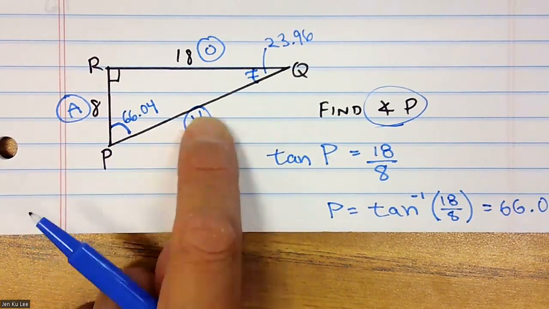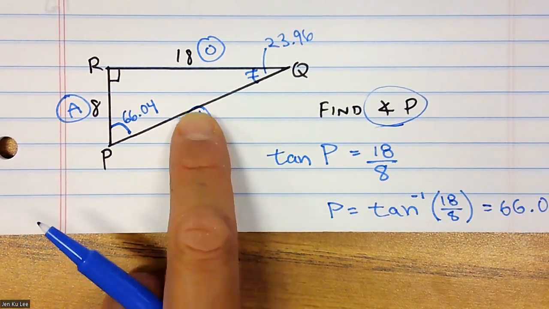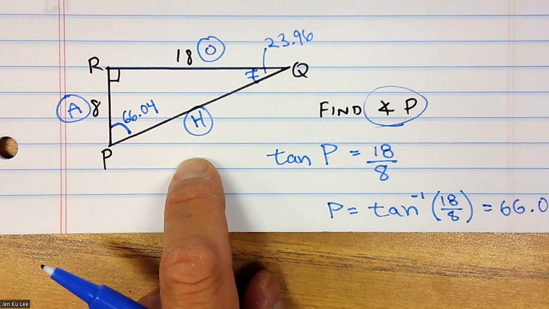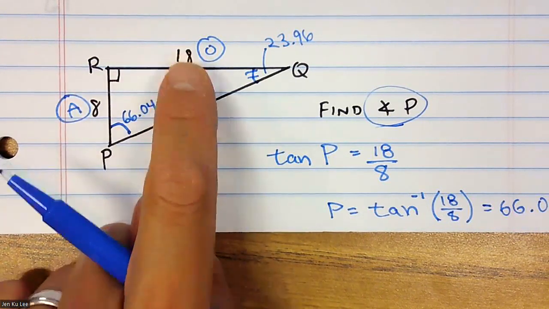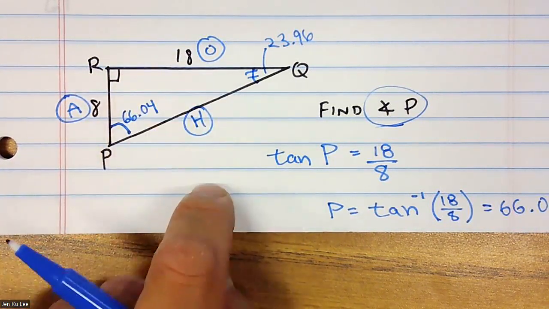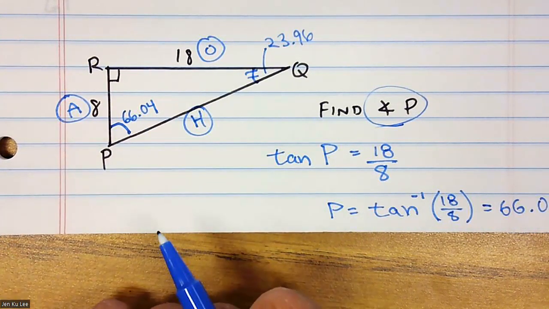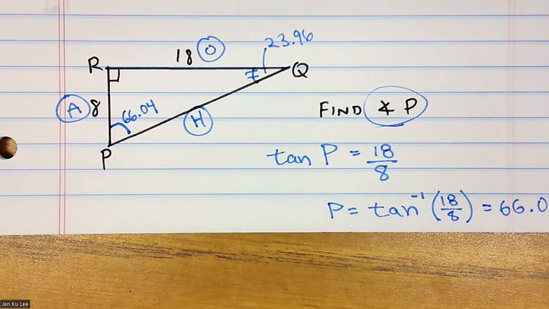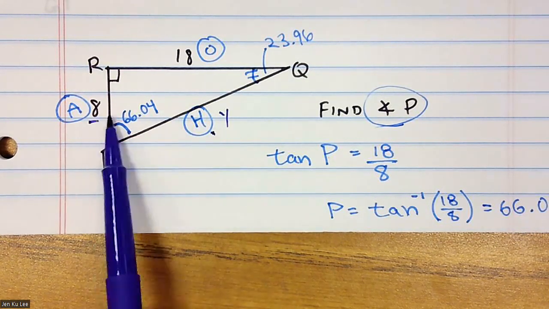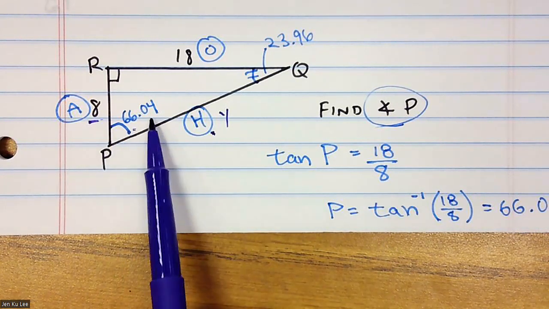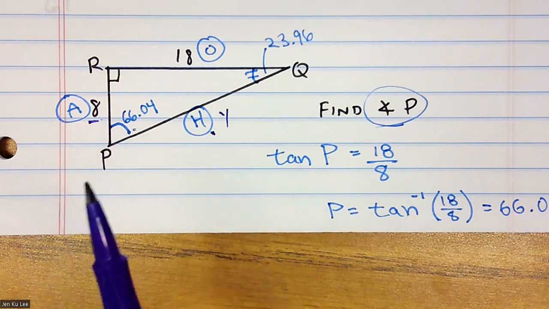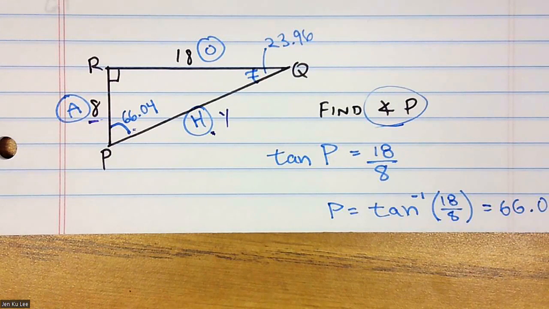Can I figure out what my hypotenuse is? You can use the Pythagorean theorem for sure: 8 squared plus 18 squared equals h squared. Or you can use trig functions as well. Just label this missing side as y, that's my hypotenuse. Adjacent side is 8. So the cosine of 66.04 equals 8 over y, and then solve it that way. Okay? Questions?